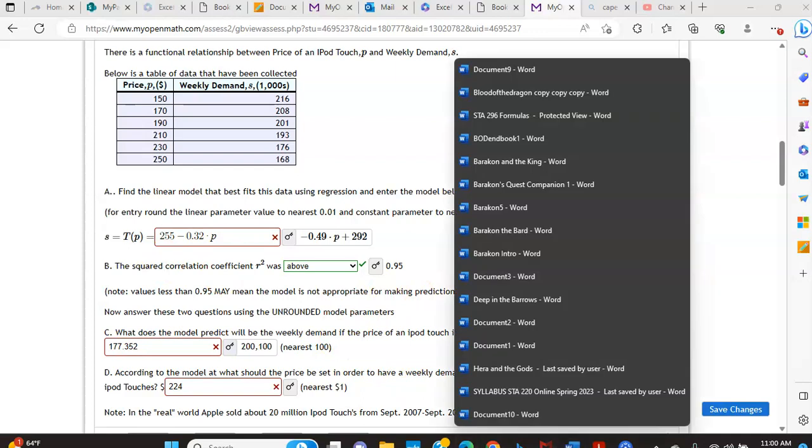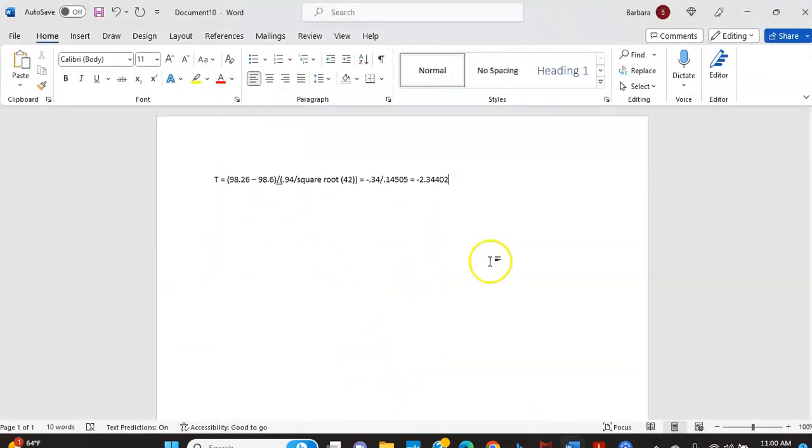We'll go back to our sheet. We're going to plug 170.6 on the left side of the equation. We'll have negative 0.49P plus 292, and then we want to solve that equation. So let's subtract 292 from both sides. A little bit hard to do on Word, but that's going to give us 170.6 minus 292, negative 121.4.